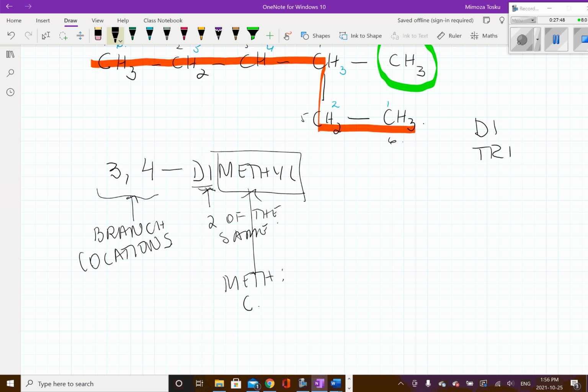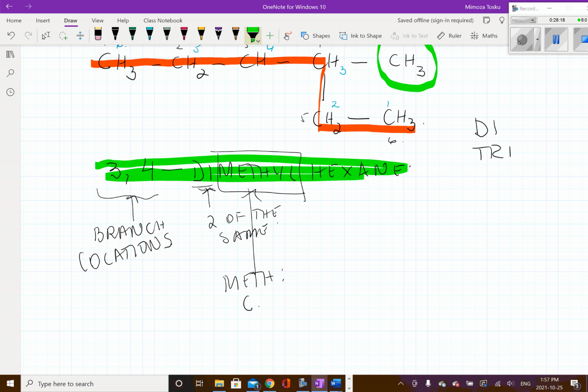And now we'll end with the parent chain. Since we have 6 carbons, 6 has a stem prefix of hex. Since we are dealing with single bonds, meaning alkane, it will be hexane. So this will be the name of this structure that you see: 3,4-dimethylhexane.